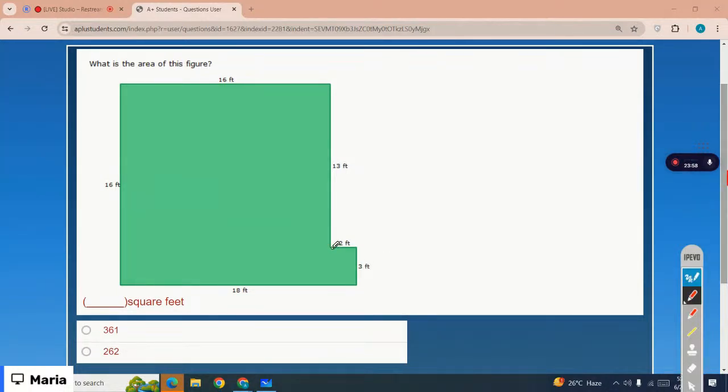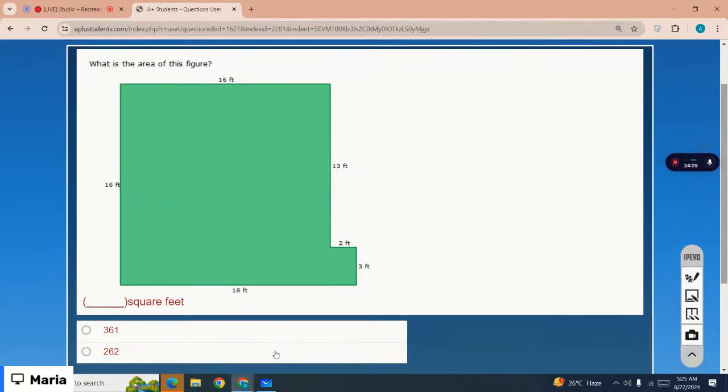That is, this is 16, this is 16. So that is also 16. This is 2, this is 2, this is 3. For the longer one, that is 16 times 16 is 256. And here 3 times 2 is 6. Just add 256 plus 6, that equals 262. Option number 2 is the correct option.